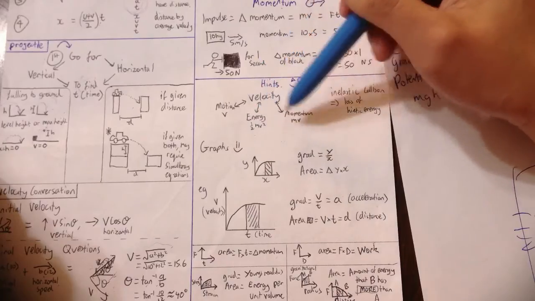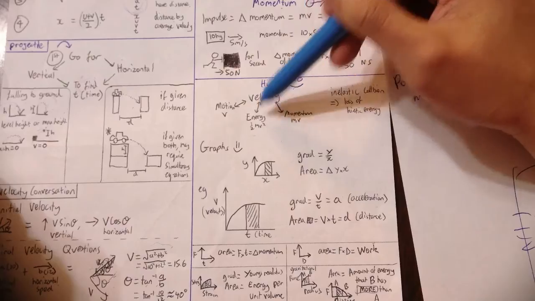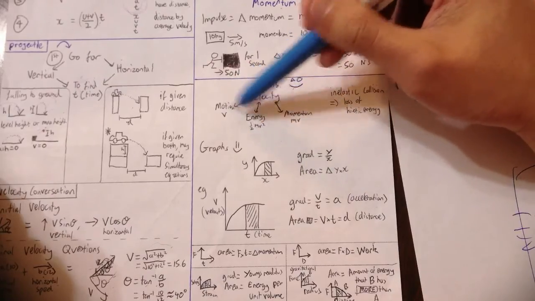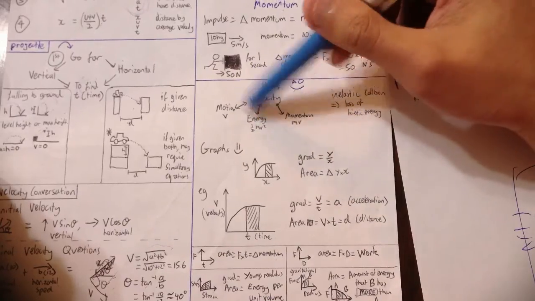Motion, velocity, energy, momentum. This is a way of converting energy to velocity, and energy to momentum. Motion, we can get pretty easily by using this formula. That's how they're all interlinked. Just never forget they're interlinked.